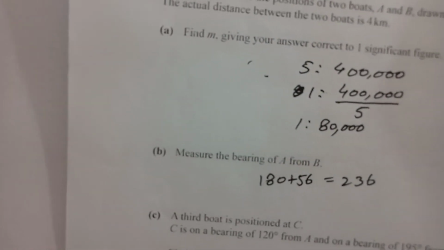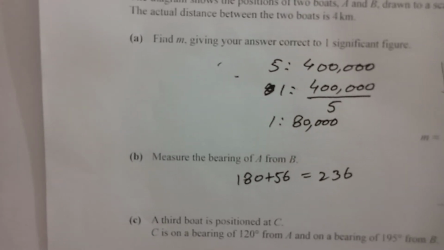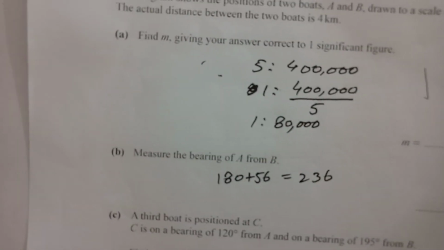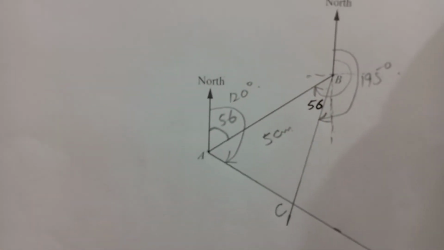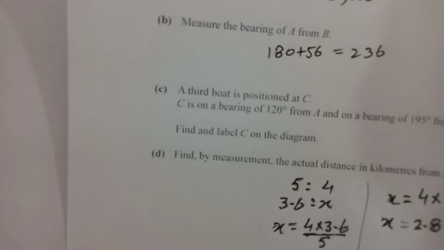Measuring the bearing of A and B: the bearing is 180 plus 56, that is equal to 236. You can see the working on the diagram for the bearing I have drawn. So here the whole angle will become 56, so 180 plus 56 will be 236. Now part C.